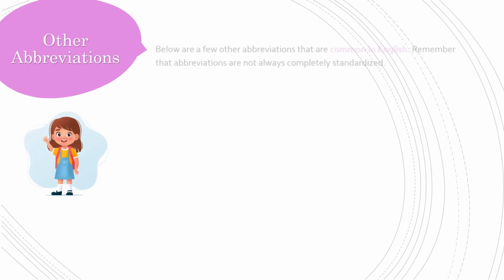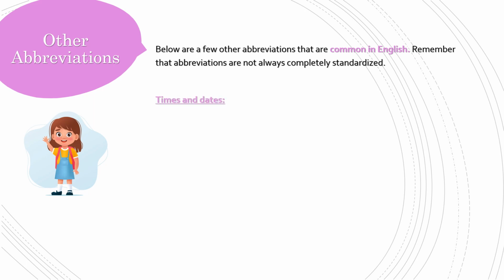Other abbreviations. Below are a few other abbreviations that are common in English. Remember that abbreviations are not always completely standardized. Times and dates. AM, or ante meridiem, is used for before noon. PM, post meridiem, is used for afternoon.